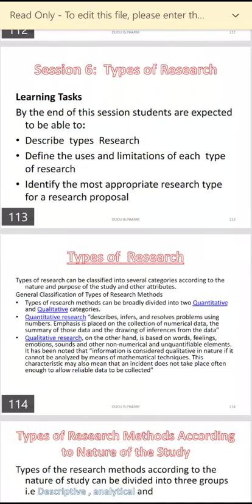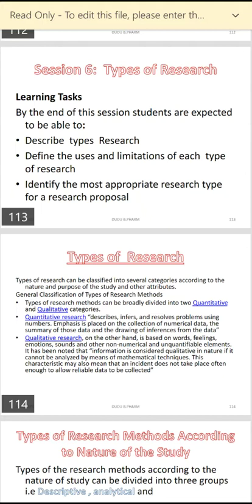Hello, student. Now we are starting with operational research subjects in our session 6 with the title types of research. By the end of this session, I expect you to be able to describe types of research, define the uses and limitations of each type of research, and identify the most appropriate research type for a research proposal. But let me make one thing clear.